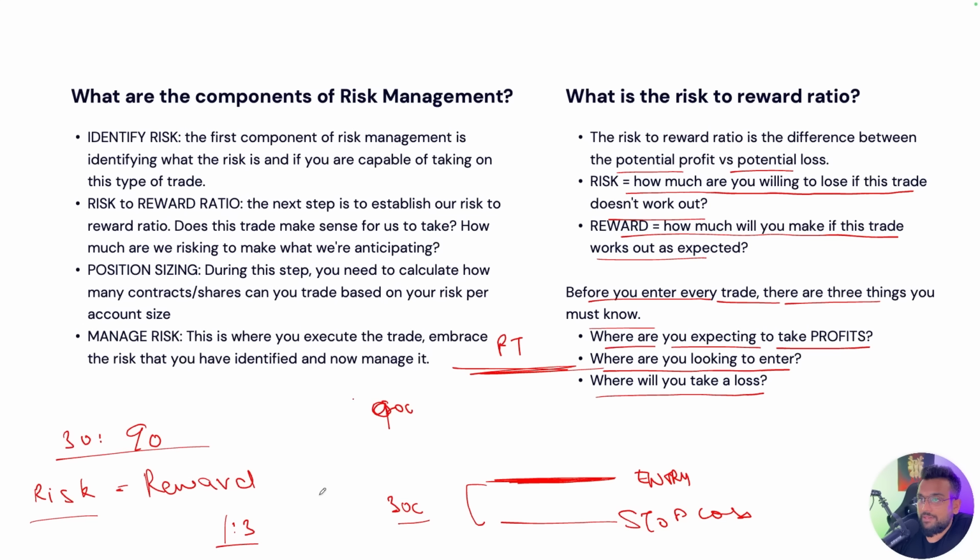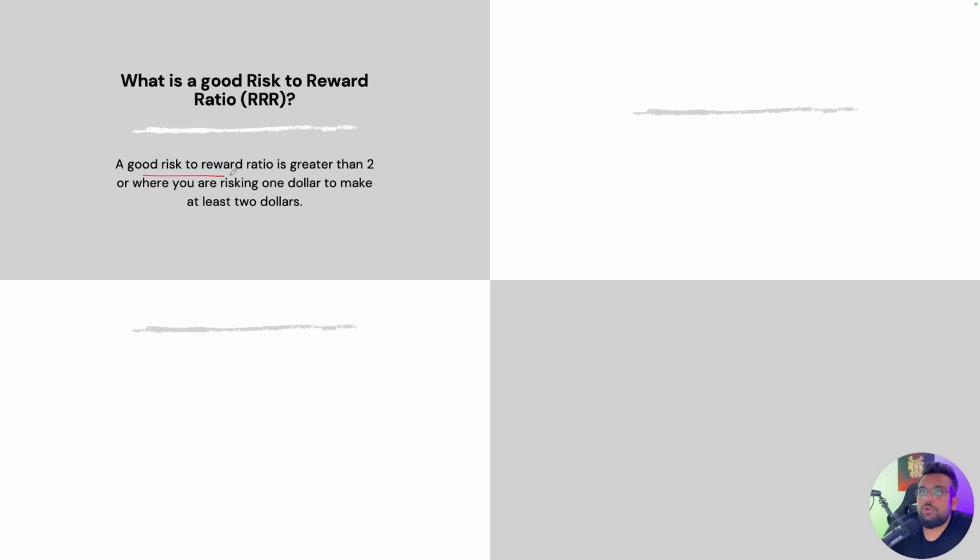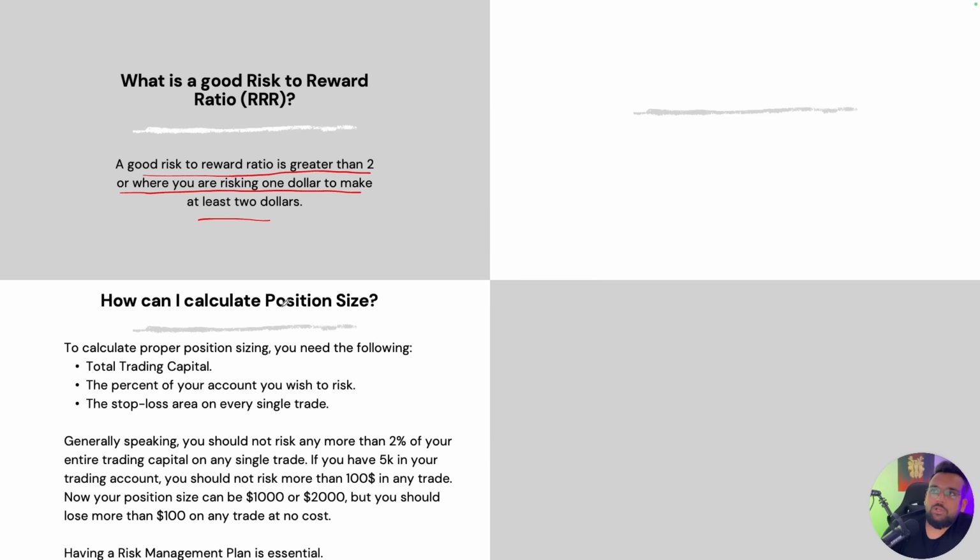Think about it. That means I'm risking $1 to make $3. That's good. That's very good. You see what I'm saying? That's why you need to know where you're looking to take profits, where you're entering, where your stop loss. Okay? Now, what is a good risk to reward ratio? A good risk to reward ratio is anything greater than 2, or where you are risking $1 to make at least $2.